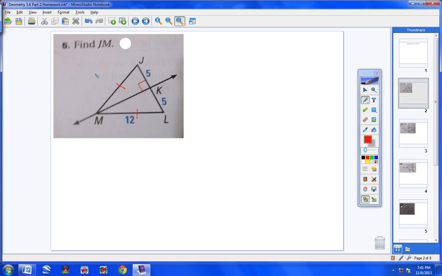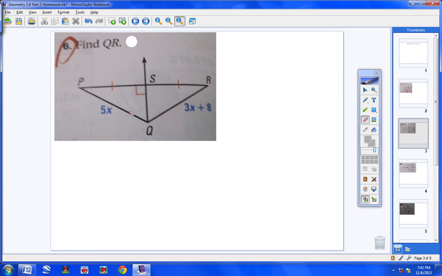Now they're asking us to find the length of JM. Well, here's JM right here. Now if JM is congruent to ML and ML has a length of 12, then JM also has a length of 12. So the measurement of JM would be 12. Okay, let's continue on.